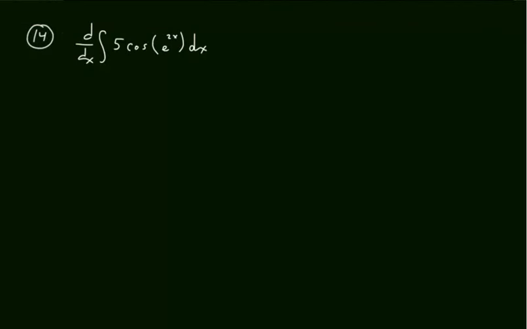Example number 14. Just in case you can't read it, the integrand is 5 cosine of e to the 2x dx. Please try to work this one out, pressing pause now.